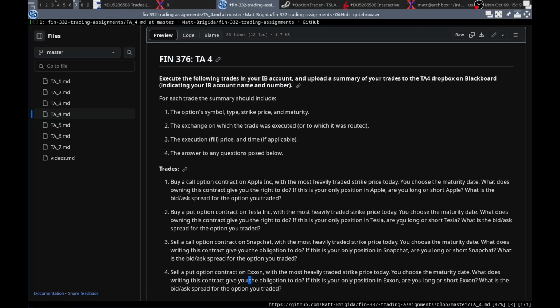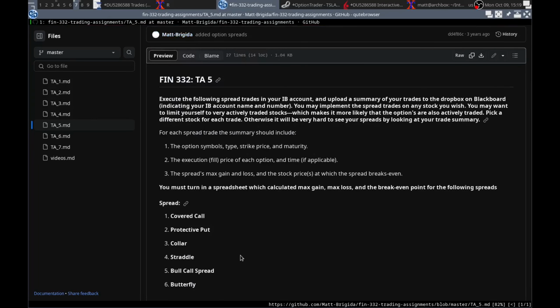I mentioned that long and short aren't really important for trading an individual option, but once we start putting more complex trades together, like a bull call spread, where we're buying a call with a lower strike and selling a call with a higher strike, you might ask, am I long or short the underlying? It gives an idea of what this multiple option spread does, so you can get used to those terms, long and short.